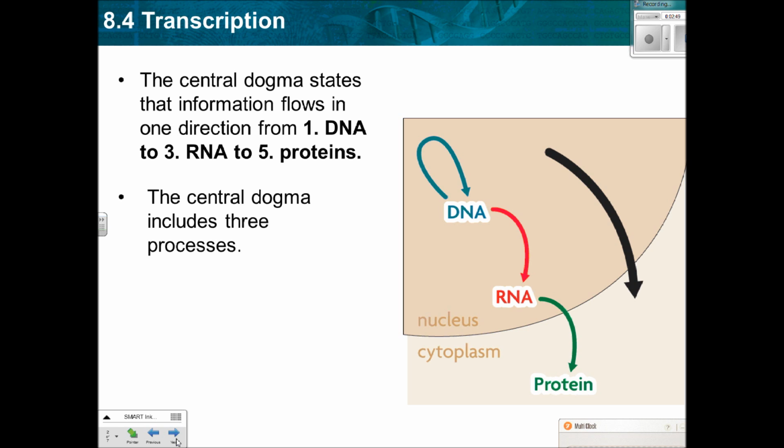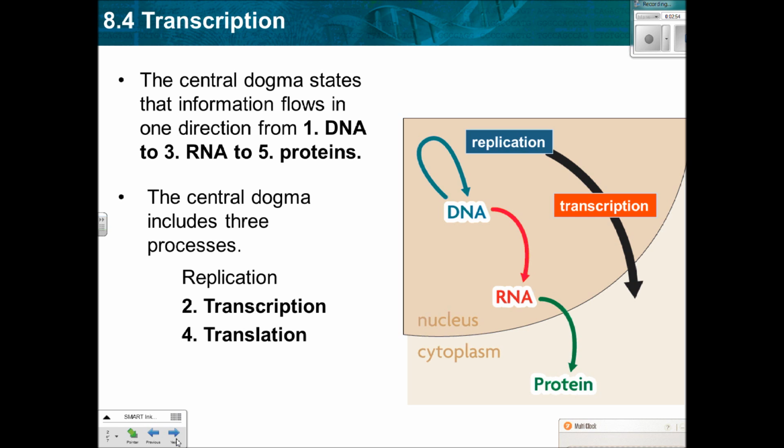Now, those are the products. Here are your processes. So DNA copying itself, you see this loop? That's called replication. RNA being copied from DNA is called transcription. And then the RNA turning into or coding for the protein is called translation. So we should have our flow chart completed now.